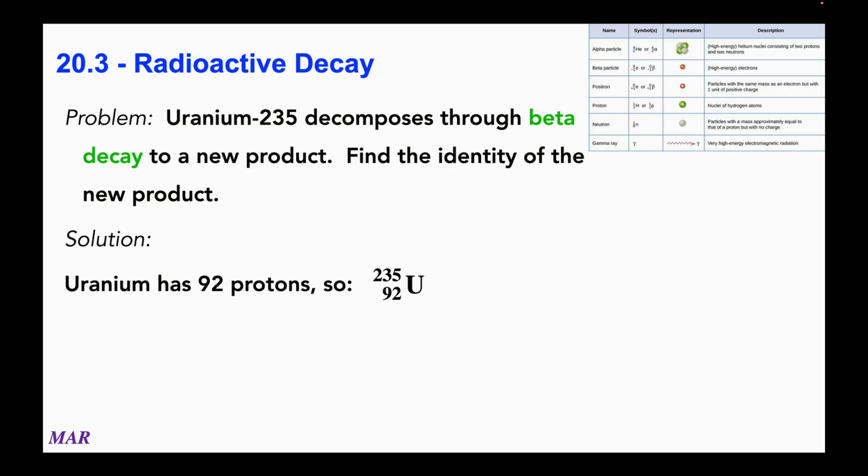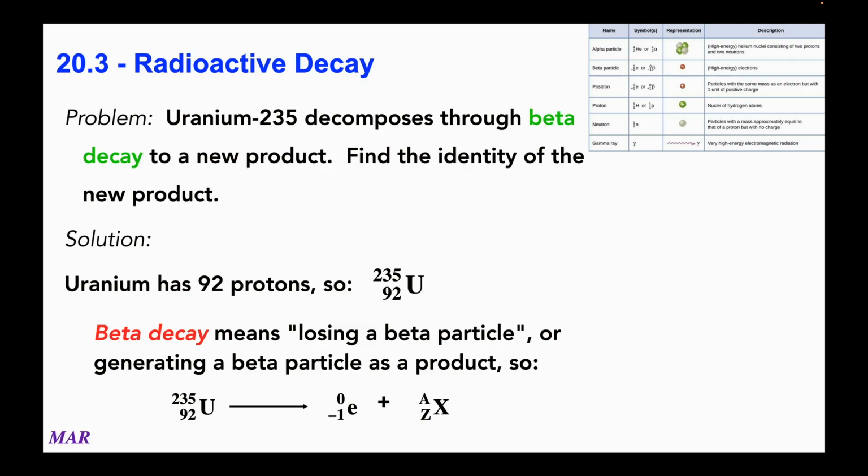So you will need a periodic table next to you unless you have the periodic table memorized, which is awesome too. But anyway, that uranium-235 then is essentially breaking down. And it's breaking down into a beta particle, 0 minus 1 e or 0 minus 1 beta, either one is fine, and then something else. And for that something else, I'm just going to have a random A, Z, X kind of symbolism there, where A is the mass number, Z is the atomic number, and X will be the symbol. So this is the equation that we have.